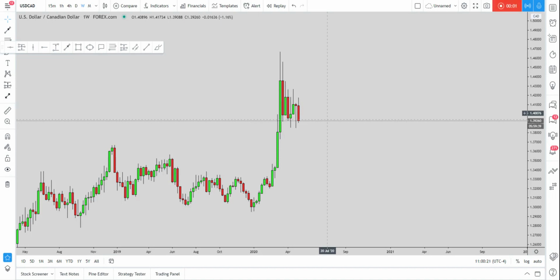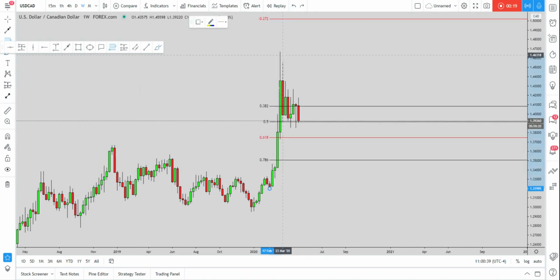Okay, so what kind of situation do we have at the moment from a USD CAD perspective? Clearly, on the weekly time frame, we have a market that has created a very nice impulse to the upside, followed by this nice retracement. Now, if we want to measure this retracement, what are we supposed to be doing? Taking our Fibonacci from the low to the high of the impulse.